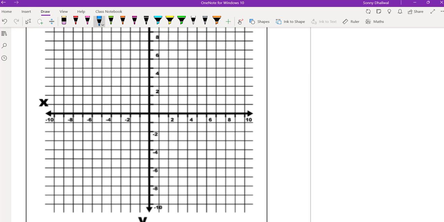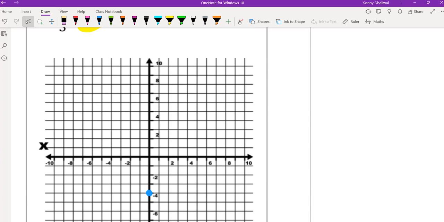So do I put a dot at this -4 or this? The second one, right? Because it's on the y-axis. So 1, 2, 3, 4. We count down. This is a dot on the line. Okay? So now we need another dot so we can draw our line.